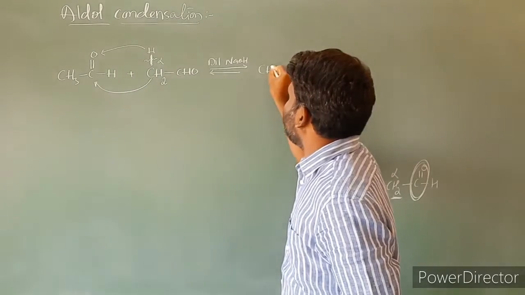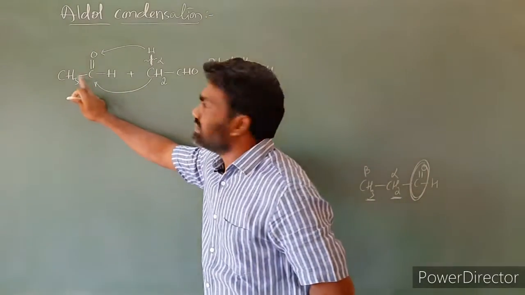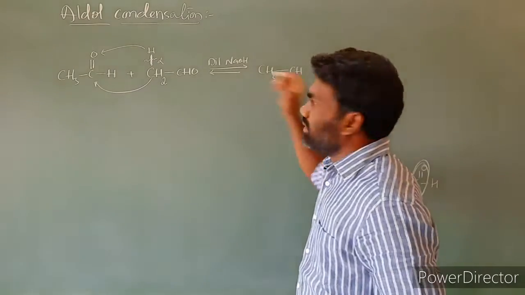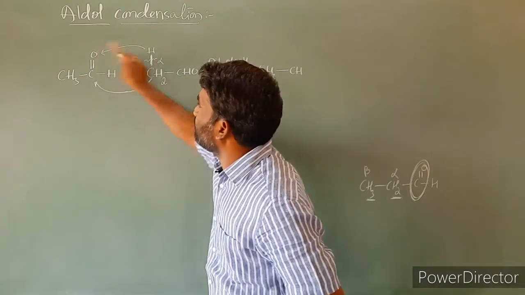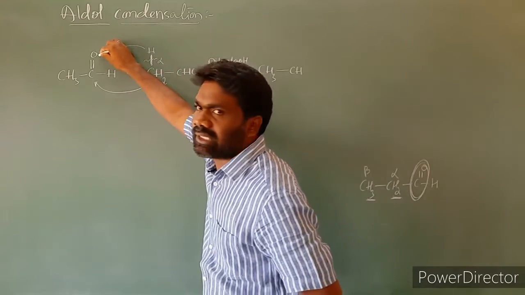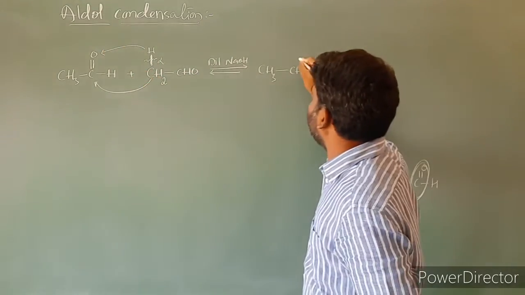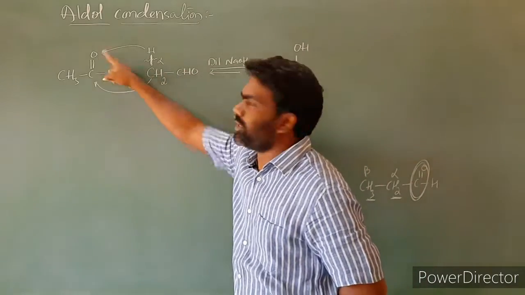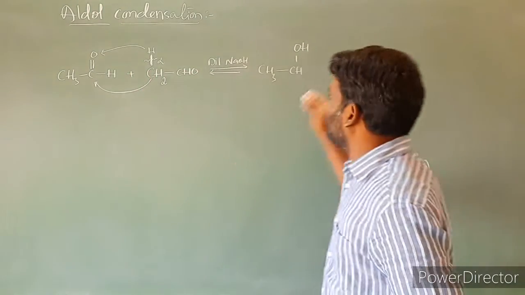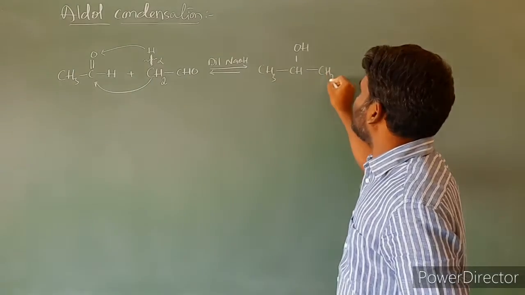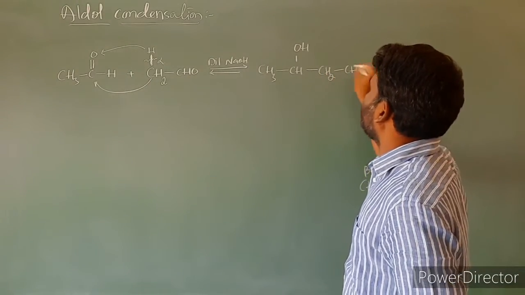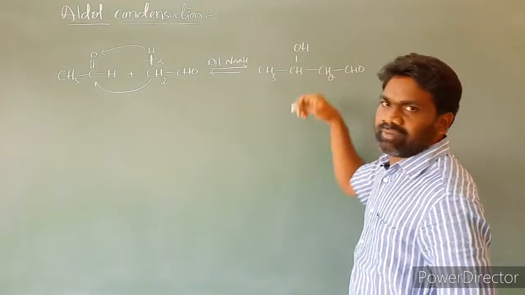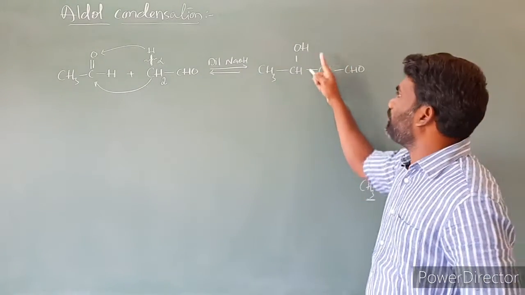Then CH3 CH, then this hydrogen I am writing here. We are breaking this bond, hydrogen shifting here, so O will become OH. I am removing the double bond. This hydrogen will be shifted there and become OH. This carbon we have to join there simply. Then we will get CH2CHO. That's it.